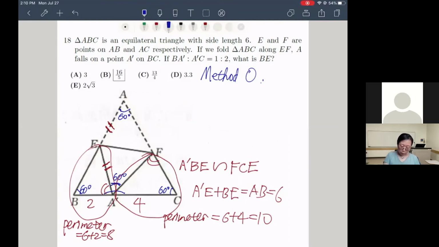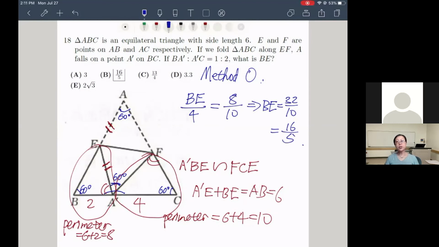Okay, we want to know BE, so let's look at the ratio of BE. BE corresponds to A prime C, which is 4, and this equals the ratio of the two triangles, which is 8/10. Immediately, we know that BE equals 32/10, which is 16/5.